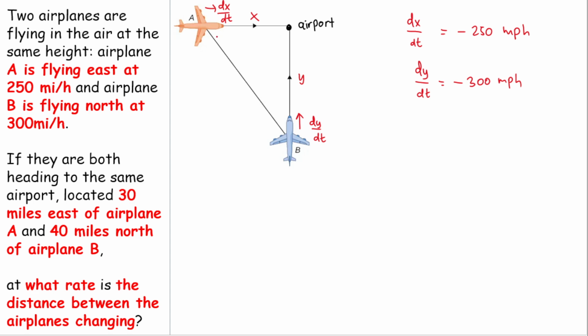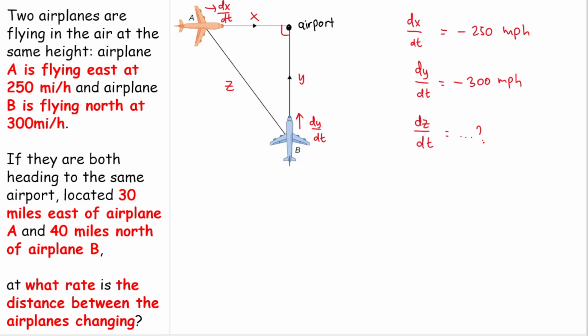Okay, now let's see here. Plane A, the airport, and plane B form a right triangle, right? Because this is the east direction and this is the north direction, which means they are 90 degrees to each other. Let's name the distance between plane A and plane B as z. And we are looking for the change of this distance, which is dz/dt.